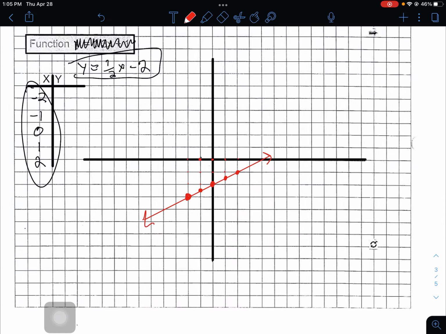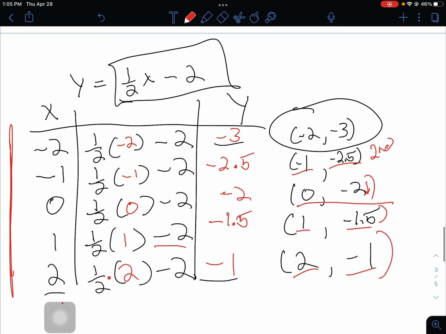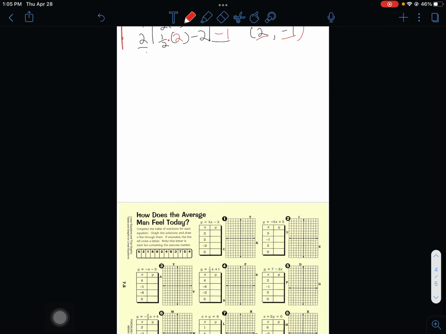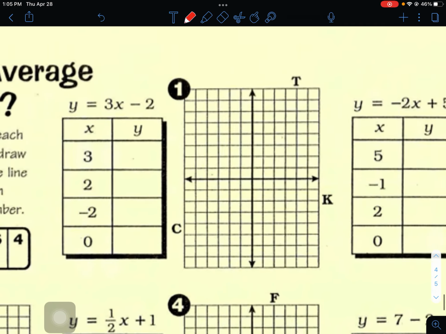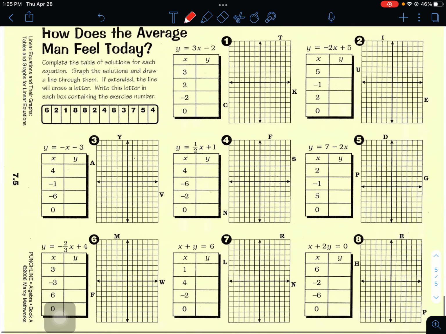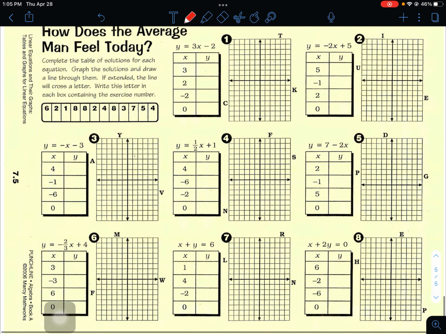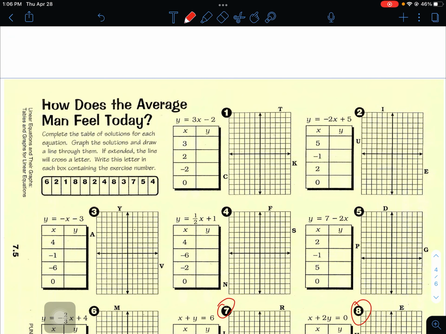You're going to make a little table kind of like this. You're going to put in an x, get out a y, and then graph them. The worksheet looks like this. There are 8 of them. I want you to try 7 and 8. I will answer questions on Tuesday when I get back. But the other ones you should be able to do.